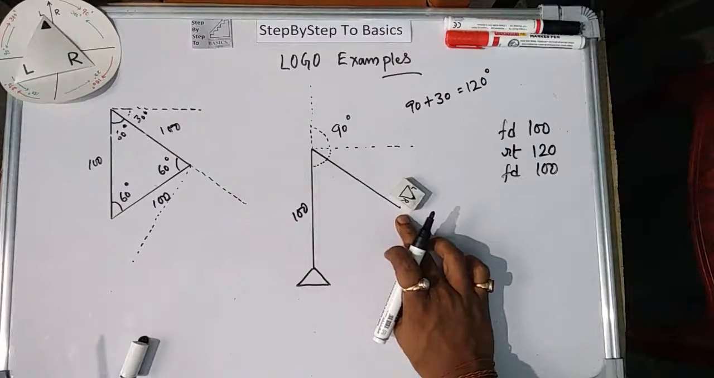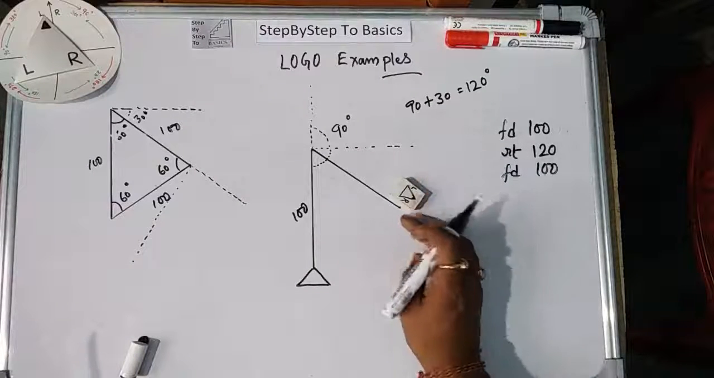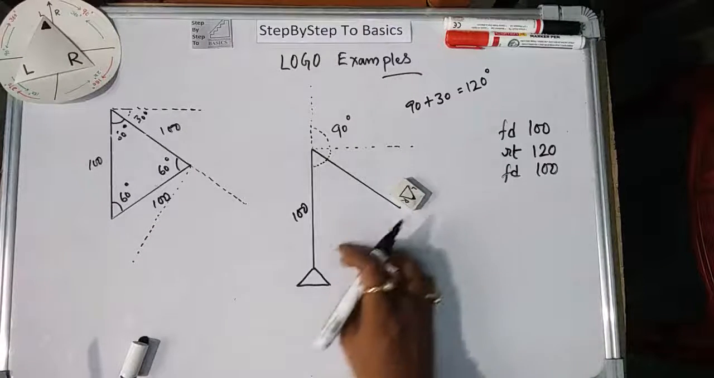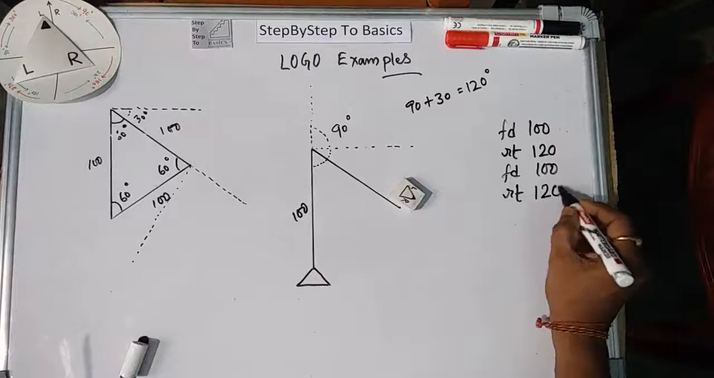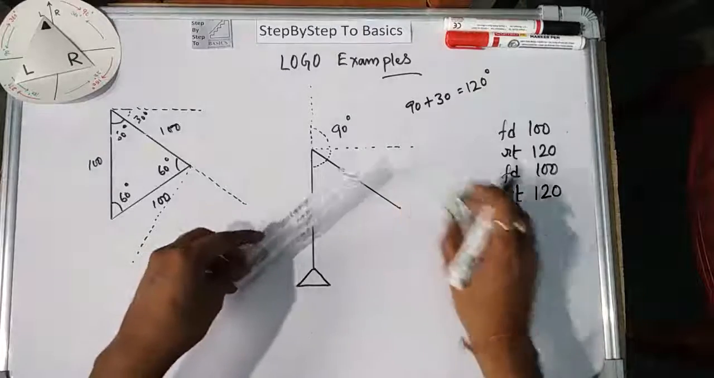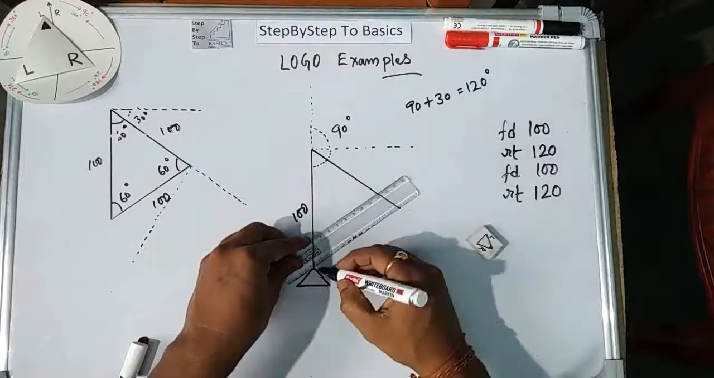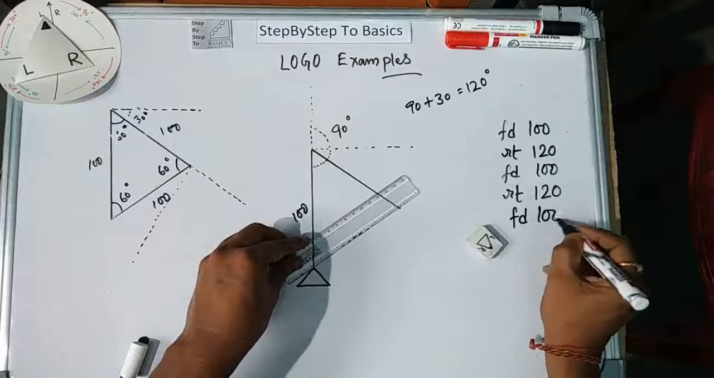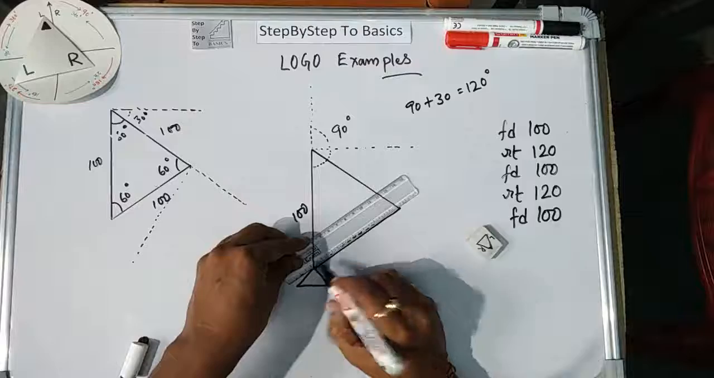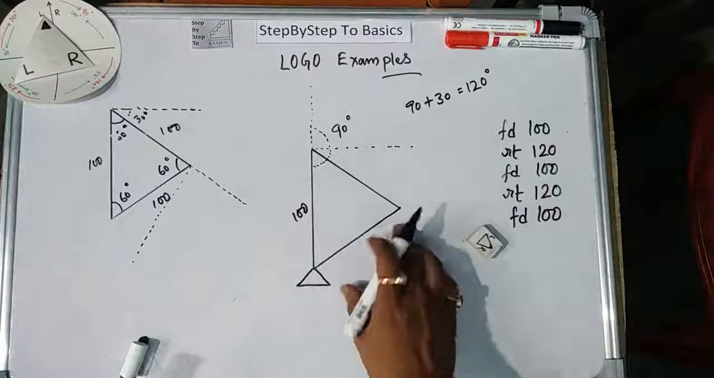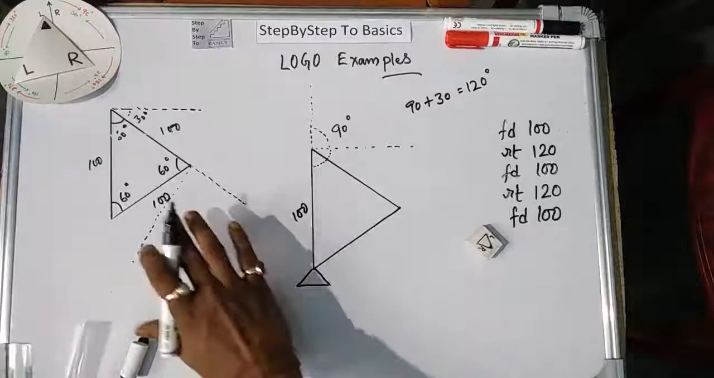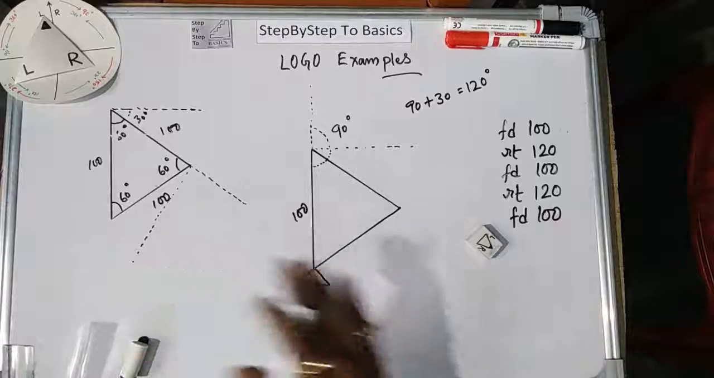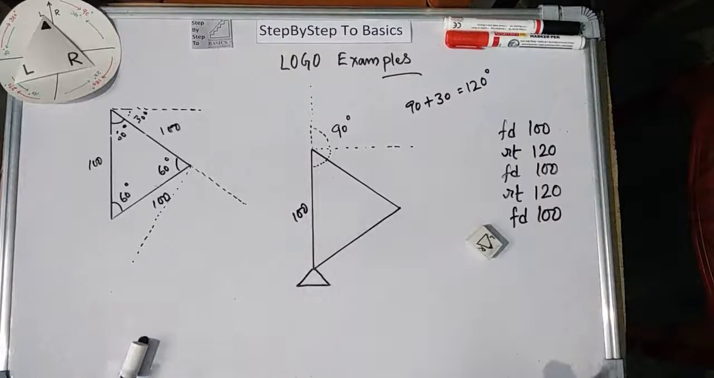Now again I have to turn it. How much? If I turn it 90 degree, it will be here. It will not meet here. So it will be again RT 120. RT 120 will again bring it here, and obviously after that you have to write FD 100, otherwise it will not come. So this way we can get this value. I think this much is clear for this diagram. So this is an example of an equilateral triangle. Later another way also we can draw an equilateral triangle. I will explain it in a different video.